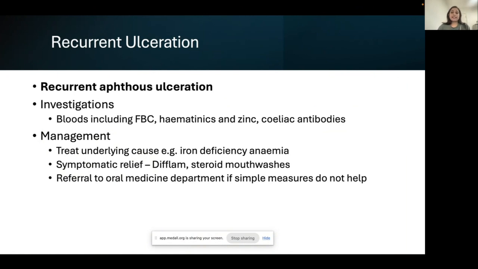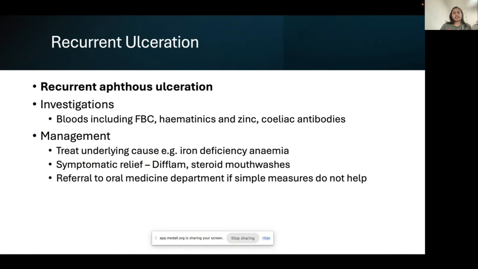And if you're suspecting celiac, then do celiac antibodies. It's just to rule out, because if there's something obvious like iron deficiency anemia, it can be treated and they won't get the ulcers anymore. Otherwise, there's nothing, unfortunately, to be really worried about, but there's also not much that we can do. Mostly we can do symptomatic relief.